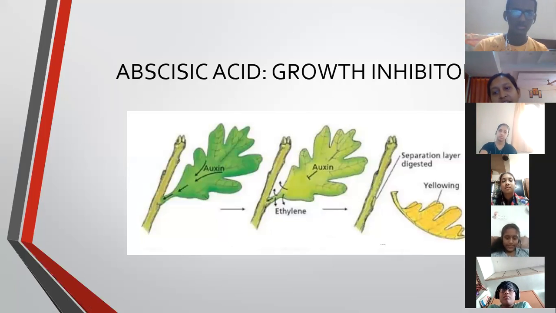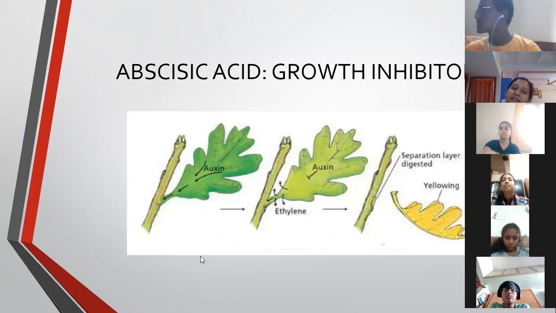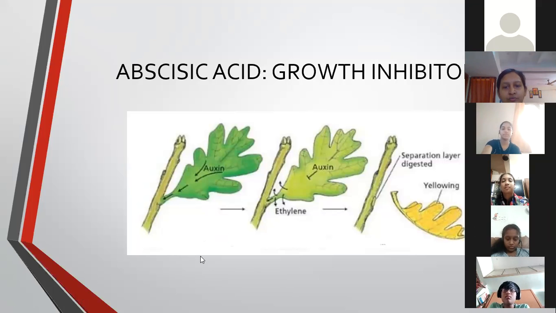What will happen if abscisic acid is not formed and the growth is not stopped? What will happen then? Plant will continue growing. That means a huge structure of plant, will the stem be able to hold it? No, ma'am. It keeps on growing. No, it cannot. Correct? Then what will happen finally? The whole structure will fall down.